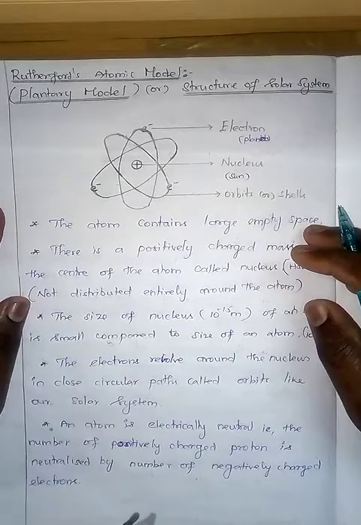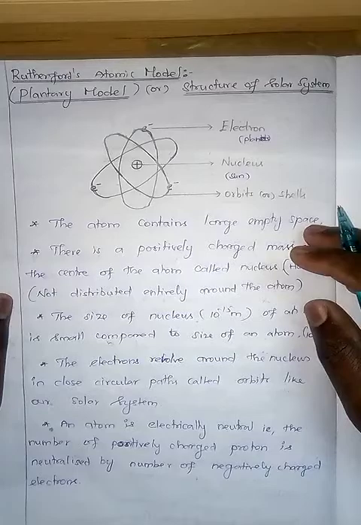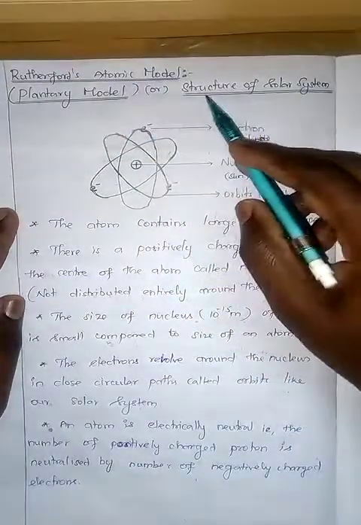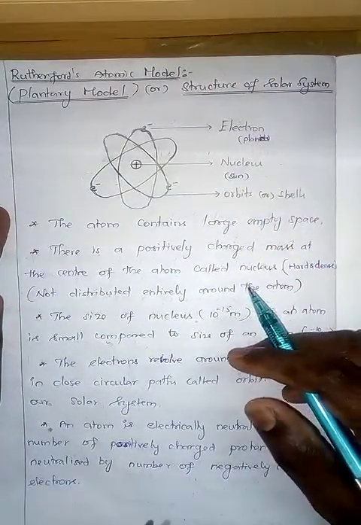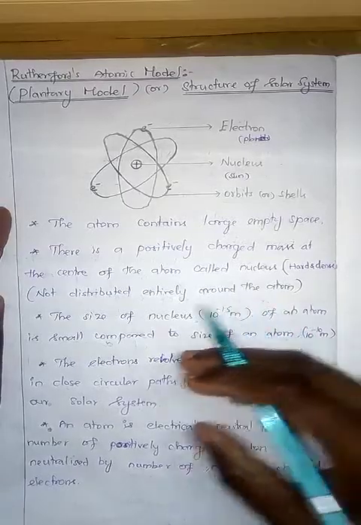In this video, we are going to learn about the Rutherford atomic model. It is a continuation of the gold foil experiment. So we are going to know the meaning of the planetary model and why this model is called the structure of the solar system. Everything we are going to see. Before we go into that, we will see a small revision on the Rutherford scattering experiment.